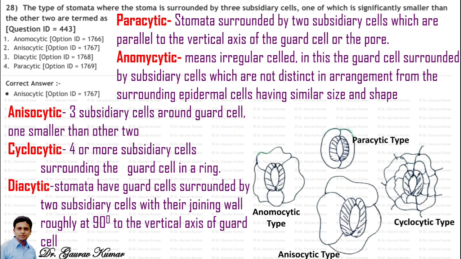So you understood what the types of stomata are. I guess they will ask it again, because this is a very commonly asked question. They have asked it several times in the question papers. So just read these types and relate them to the figure also, so that you will come to know all the types of stomata. The answer to this question was anisocytic, because there were 3 subsidiary cells around the guard cells, one smaller than the other 2. So, coming to the next question.